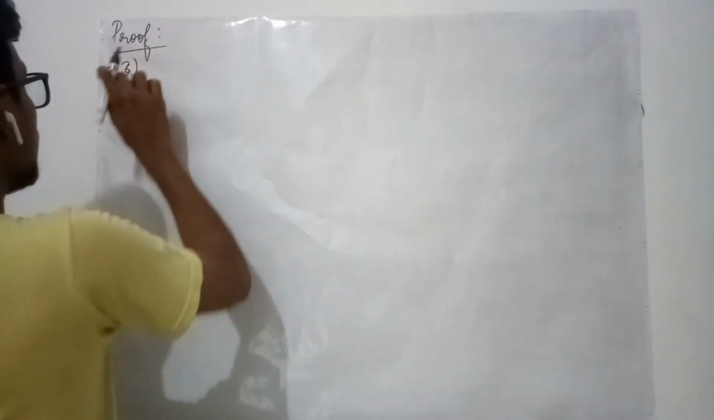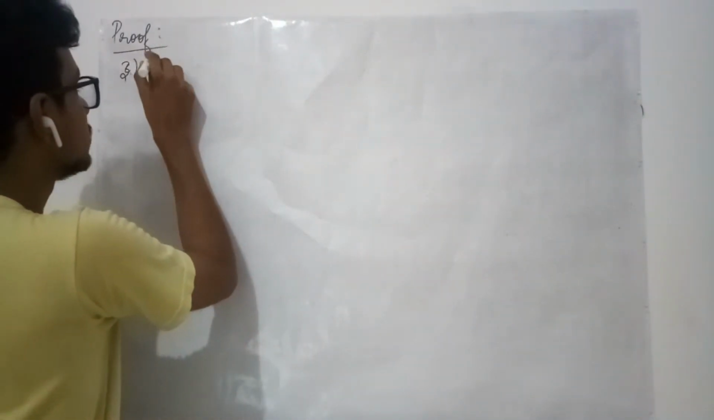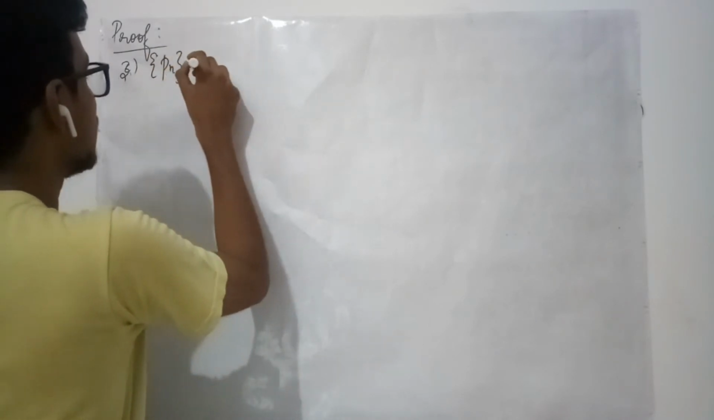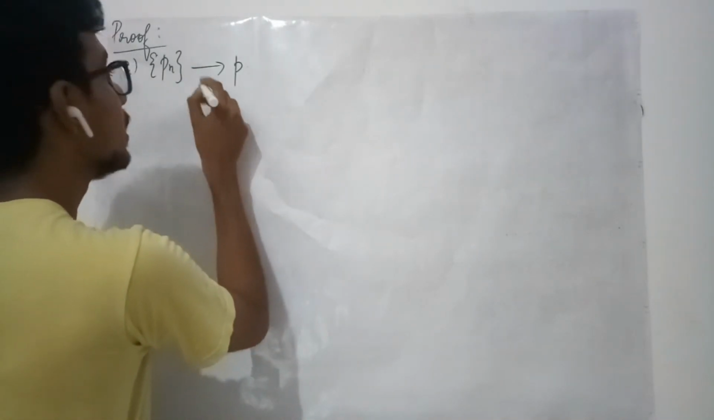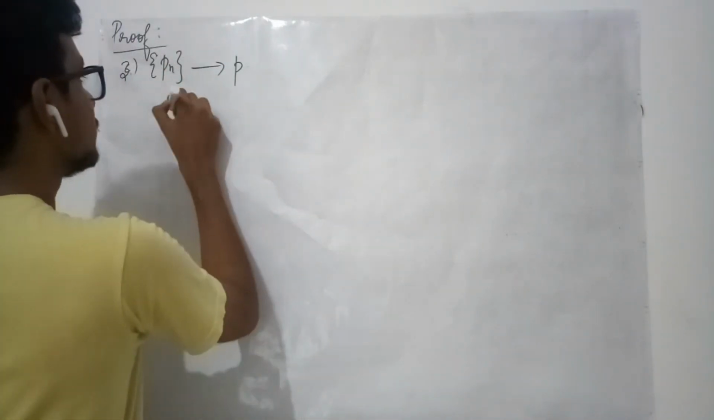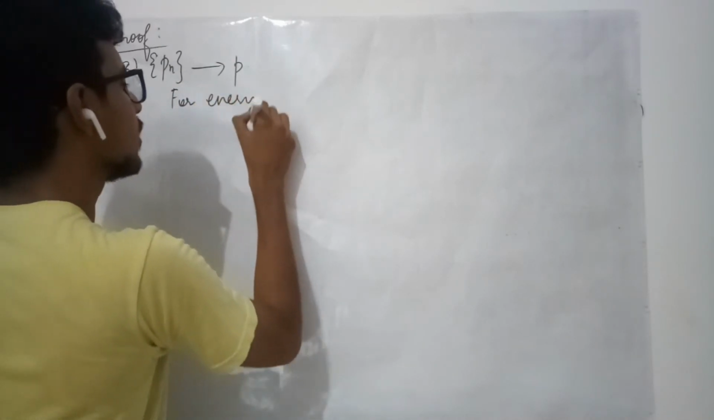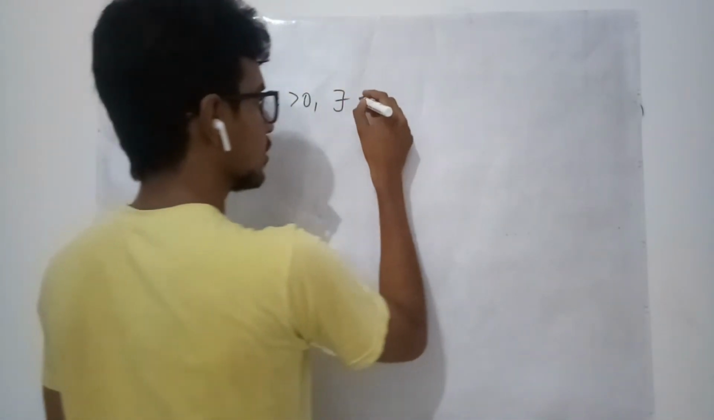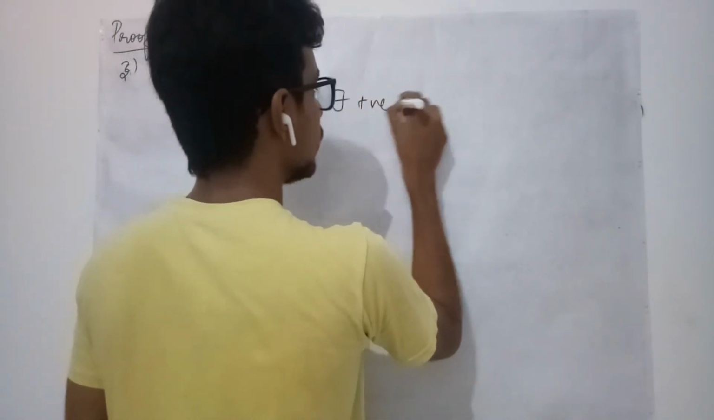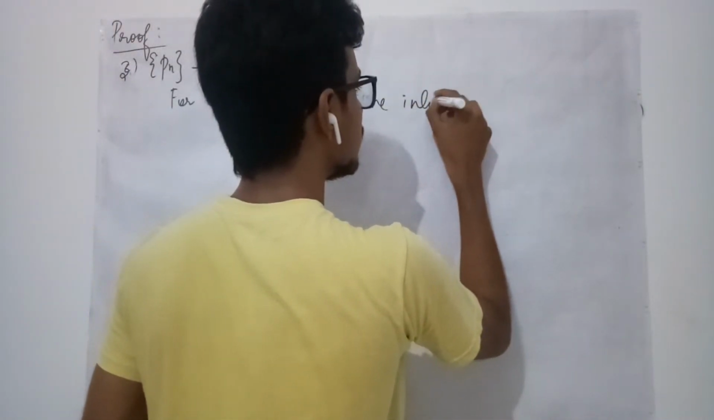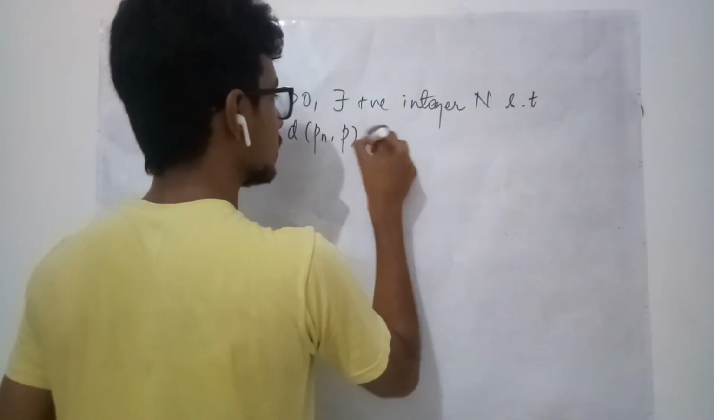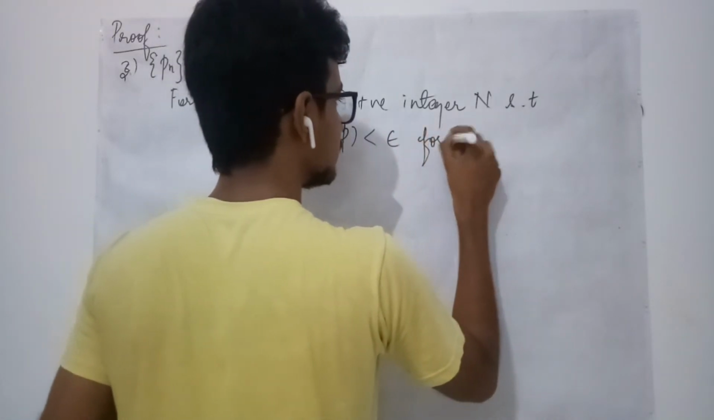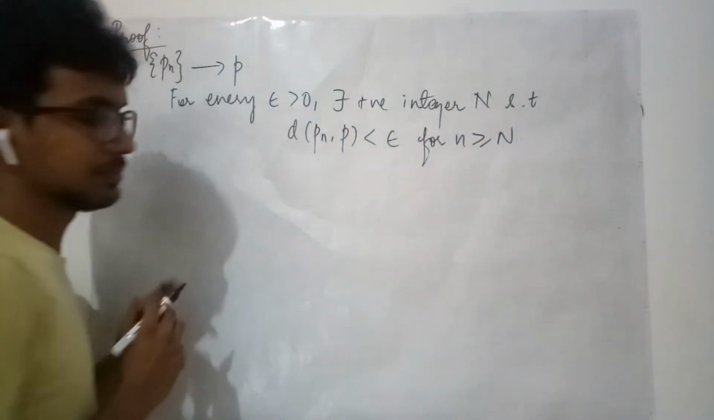Let us now prove the third part. We are taking the assumption that Pn converges to P. If Pn converges to P, what is going to happen? For every epsilon greater than 0, there exists a positive integer N such that d of Pn comma P is less than epsilon for n bigger than or equal to N.